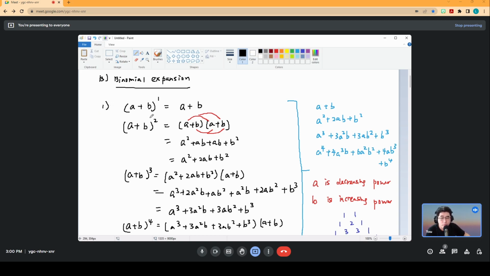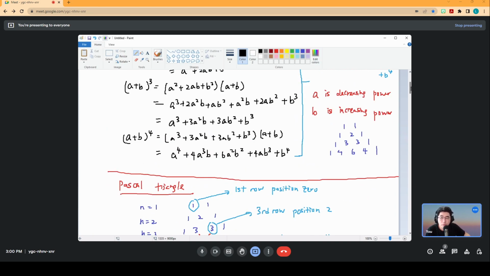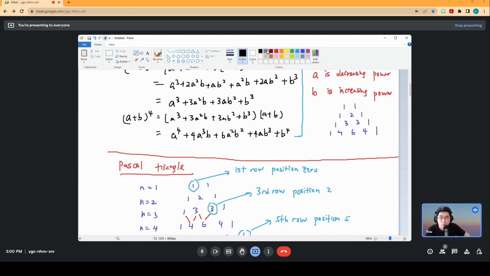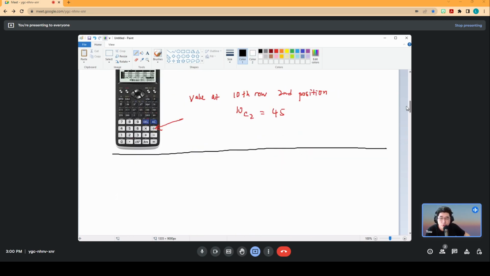This is binomial expansion. In binomial expansion, we have a front term, a back term, and a power. Then we have Pascal's triangle, which can help us get the numbers. Then comes the binomial formula.